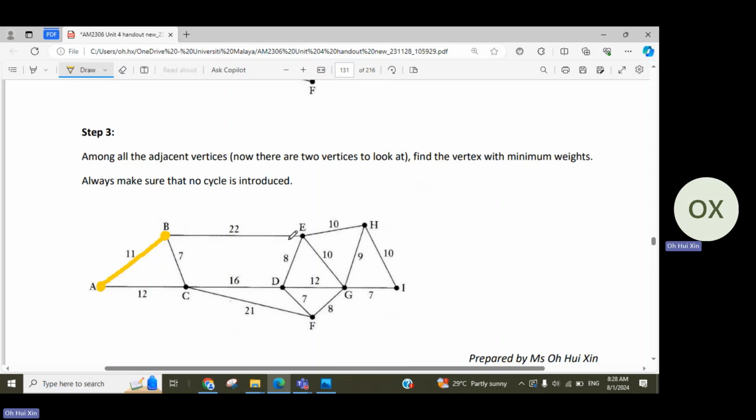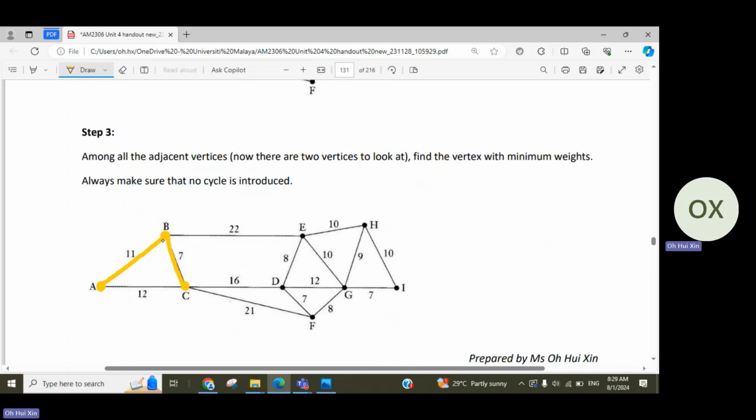Okay, so now among all the adjacent vertices, you have 2 vertices to look at, which means you need to look at both A and B. The neighbor for A is C, and the neighbors for B are C and E, right? So you need to look at all the vertices that you have already highlighted and find all their neighbors. So that's why you need to look at 12, 7, and also 22. In this case, the nearest neighbor to go with is going to be 7 to C. So we choose C and we take 7.